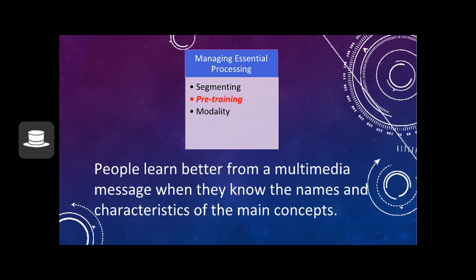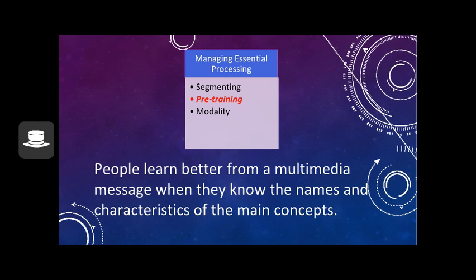Pre-training is the second principle in the category of managing essential processing. In this principle, we have to understand that sometimes the pace of our lessons does not allow students to figure out the concepts and the vocabulary that they need to know before they have to understand the lesson. So Mayer tells us when the learner already knows the name and characteristics of each part, the learner can engage in cognitive processes for building a causal model of the system, leading to better understanding.